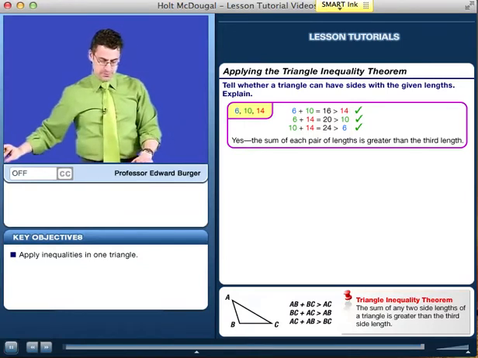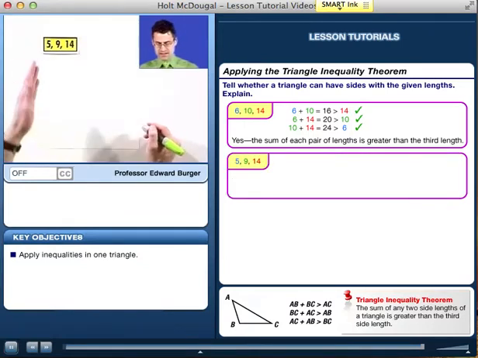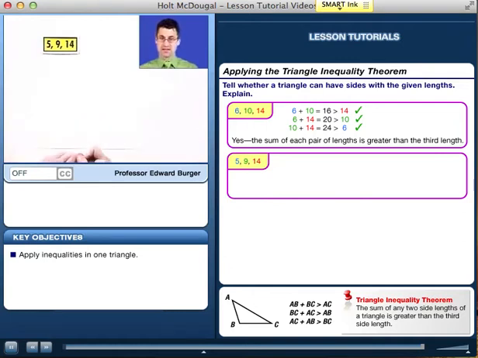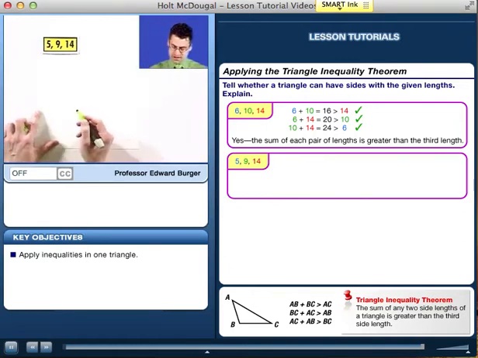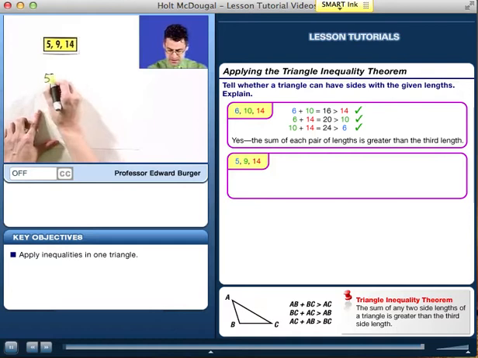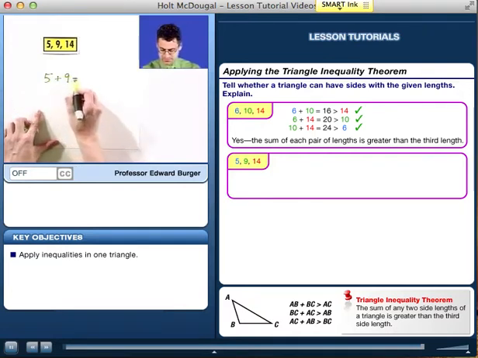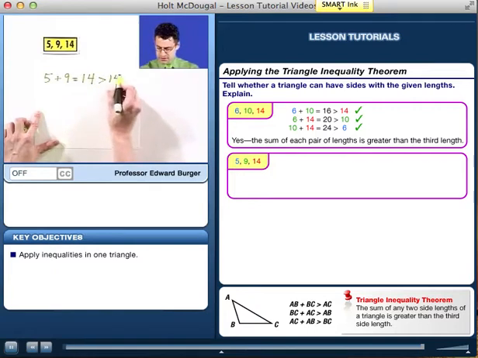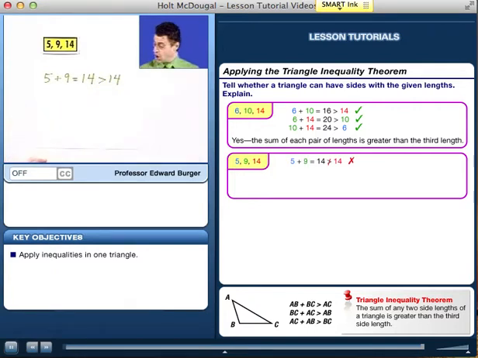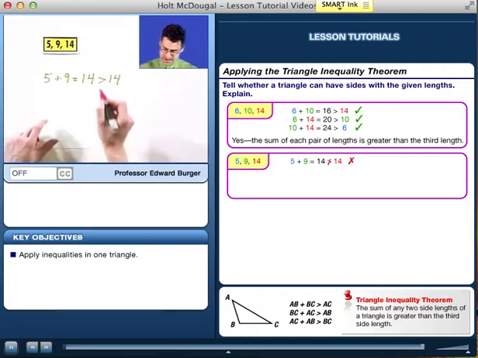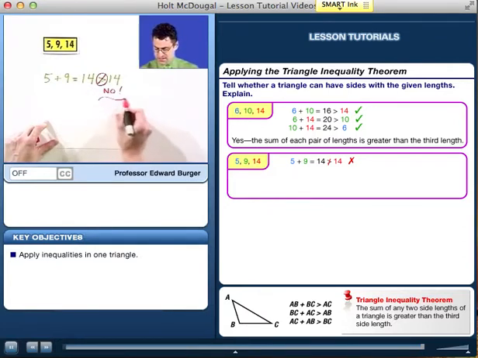All right, let's try this one. Can we have a triangle, side lengths 5, 9, 14? Well, let's see if the triangle inequality holds for all possible sums of 2. So 5 plus 9 equals 14. Is that greater than the third side, 14? Well, the answer is no. It actually equals 14. So this is not a triangle.